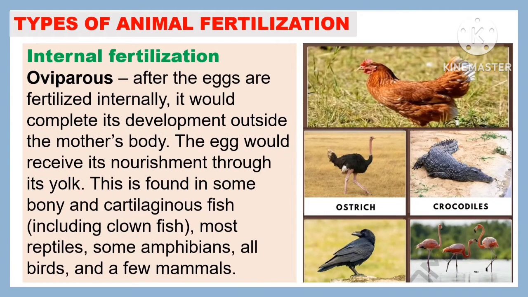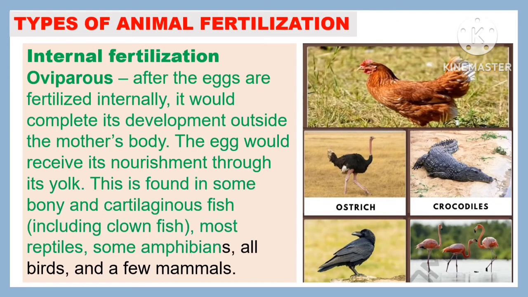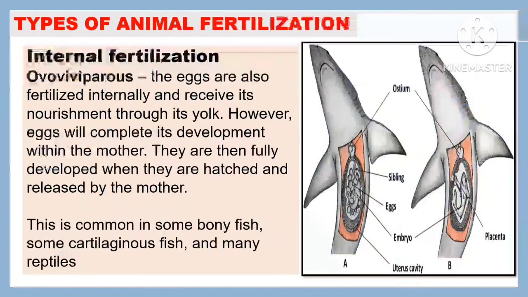Another type of internal fertilization is the oviparous. After the eggs are fertilized internally, it would complete its development outside the mother's body. The egg would receive its nourishment through its yolk. This is found in some bony and cartilaginous fish, including the clownfish, most reptiles, some amphibians, all birds, and few mammals.